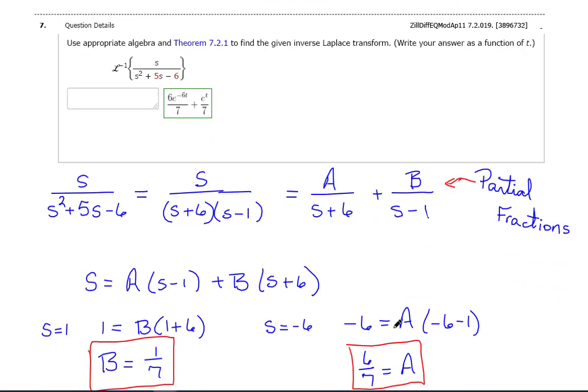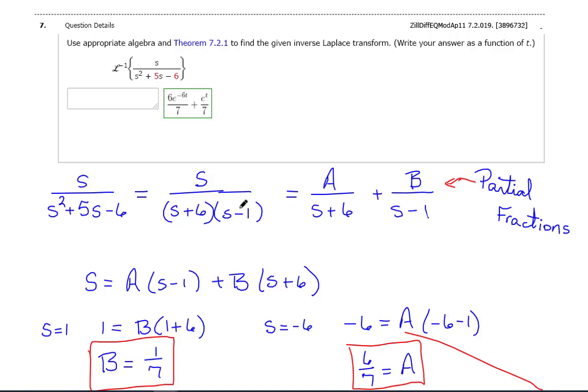All right, in question 7, we have something where I don't have anything that looks like this, so let's see. Well, first off, the denominator is factorable. And I'm thinking back to Calculus 2 and partial fractions. I could rewrite this as A over s plus 6 plus B over s minus 1. I just need to figure out what A and B are.